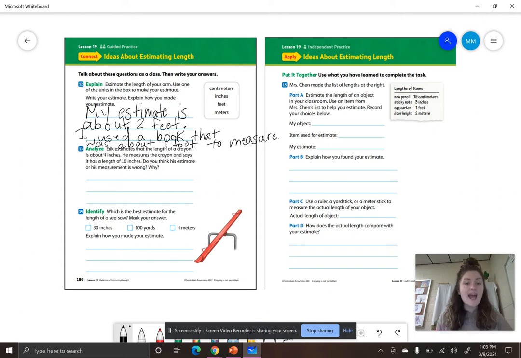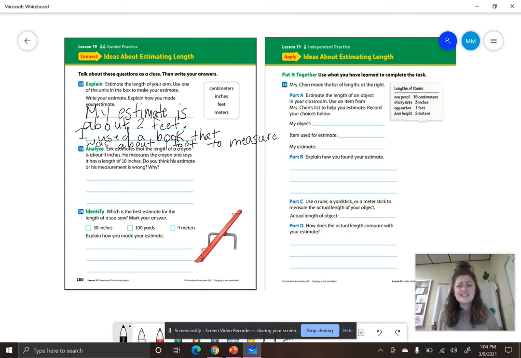All right, so Eric estimates that the length of this crayon is about 4 inches. Do you agree or disagree that this is about 4 inches? I would agree. So I can use my ruler to check. I'm going to line up the left end of my crayon with the 0 on inches. And when I measure it, it is about 4 inches.